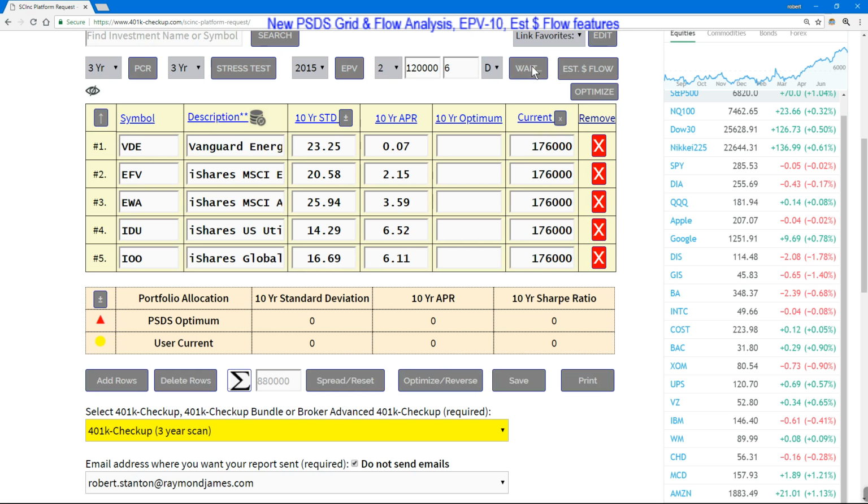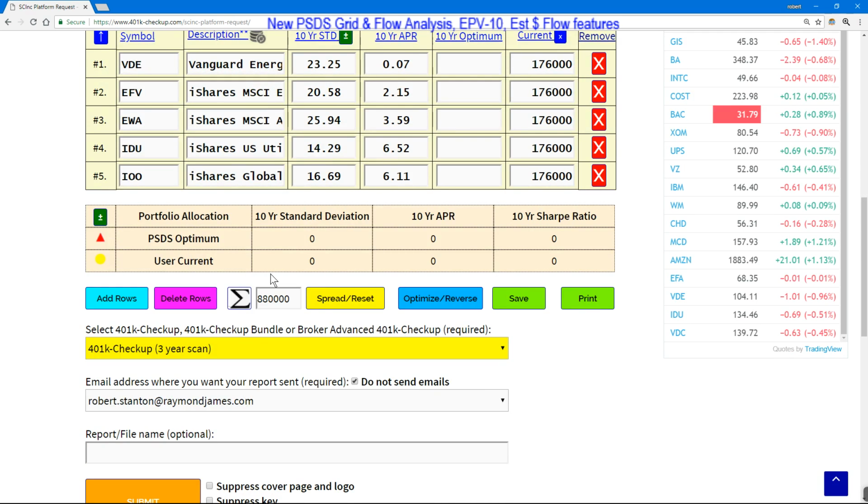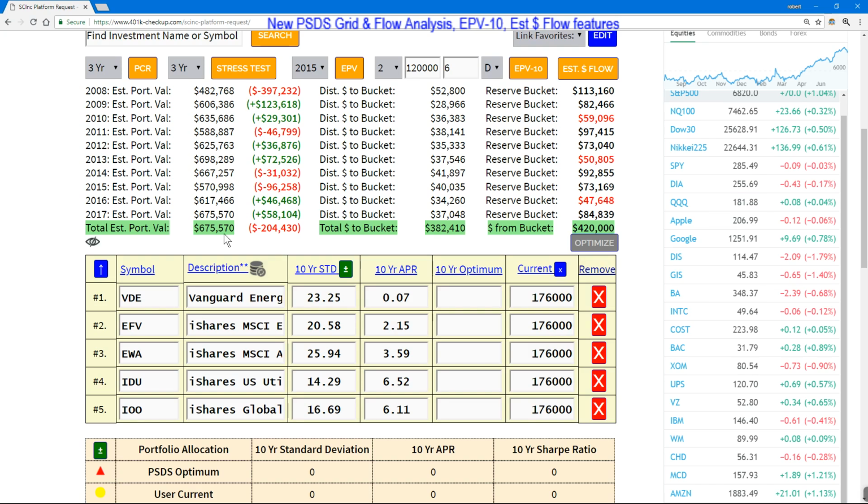I hit the button, and with that set of parameters, it says, let's look at the flow. I was down 397,000. That included the transfer to the bucket. Remember, I had to replace. We had 120. We sent out 60. That's the income. We brought 52,008 back in. There's the bucket. The next year we were up, down. This is the portfolio and what the value of that portfolio is. We started out with 880,000, and at the end we ended up with 675,000.